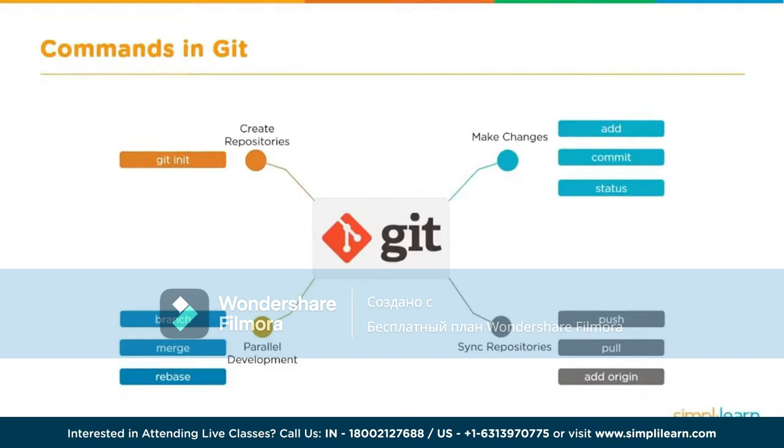You want to be able to sync your repositories with the remote server. So to put the code that you have on your computer on the remote server, you use push. You want to get the code from the remote server, you'd use pull and then add origin. And then if you want to do parallel development from the master branch, the main branch, you would use branch, merge, or rebase as ways to do parallel development.